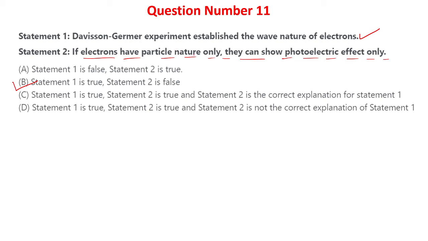If electrons have only particle nature, they won't show photoelectric effect. For photoelectric effect, we need photons, not electrons. That phenomenon is called secondary emission if electrons are made to be ejected with the help of electrons. That is not photoelectric effect. Photoelectric effect requires purely photons. Okay, so second statement wrong, first statement is correct.